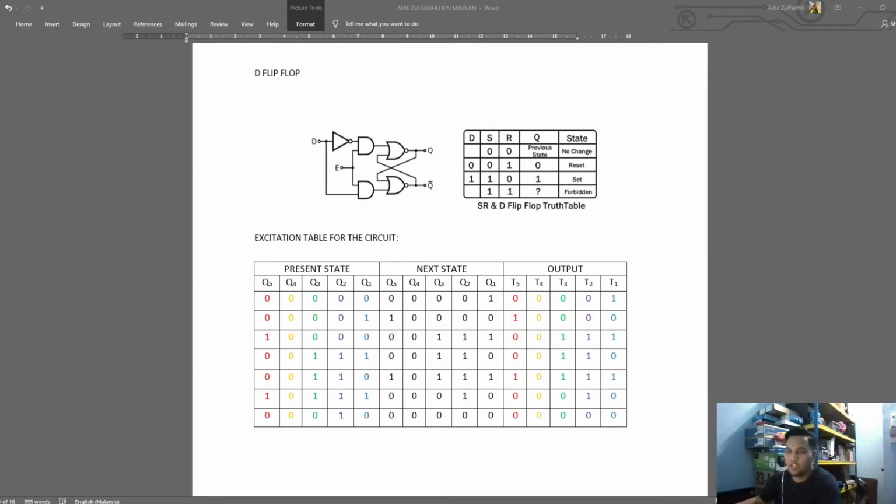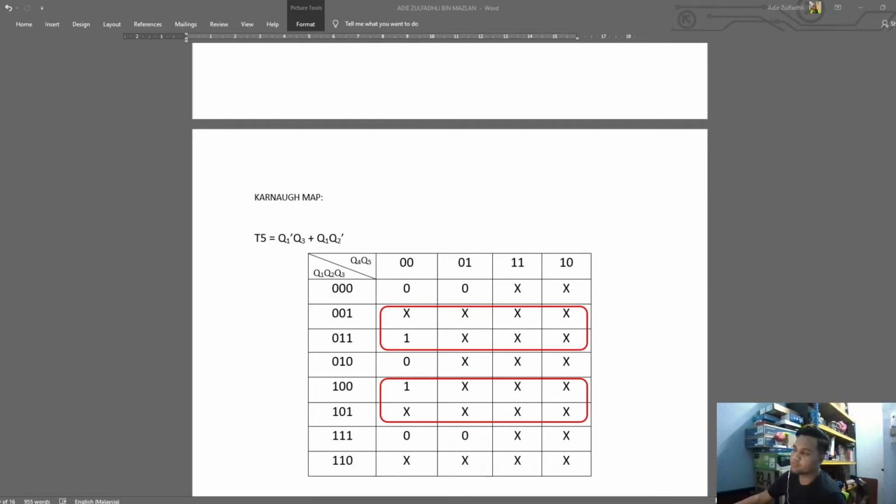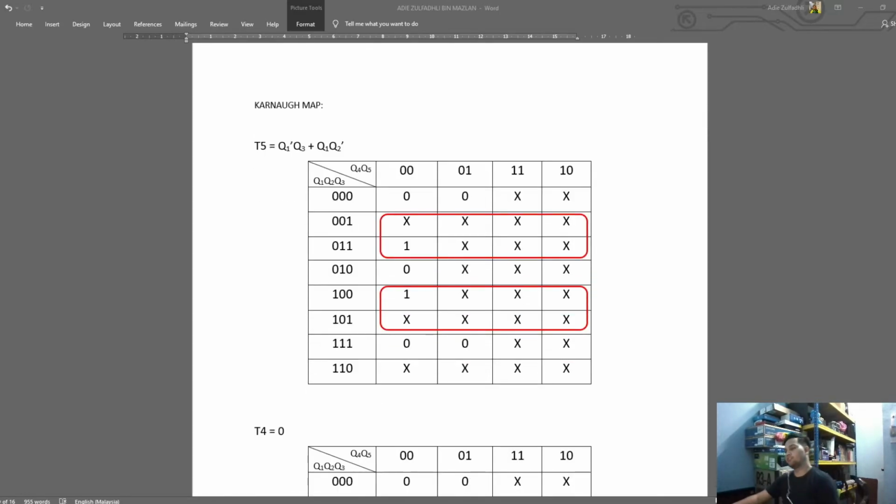So the only difference between the T flip-flop and the D flip-flop is the present state of the input. When the present state is 1 and next state equal to 0, the output will become 0. Different from the T flip-flop, when the present state input is 1 and next state is 0, the output will become 1. So here this is a K-map for the D flip-flop.